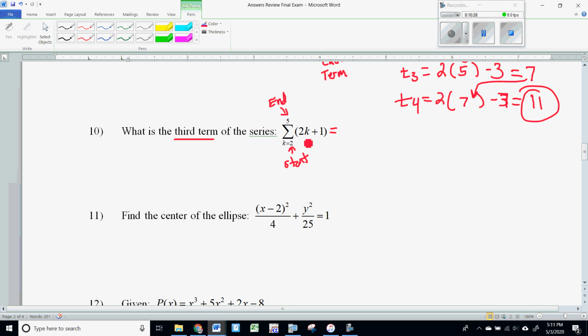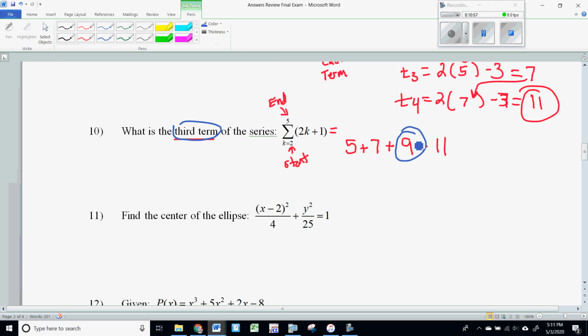So we start at the bottom. If I put 2 in, I have 2 times 2 plus 1, that's 5. If I put 3 in, 2 times 3 plus 1 is 7. Put 4 in, 2 times 4 plus 1 is 9. Then I put 5 in, 2 times 5 plus 1 is 11. So there are my terms. If I'm looking for the third term, it is 9.